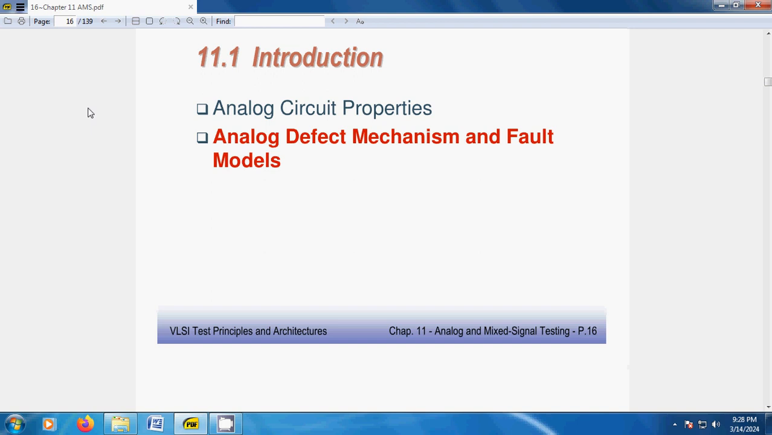In the last lecture we saw the introduction of testing of analog ICs, the difference between analog and digital ICs, analog and digital signals, and the challenges and differences between analog ICs and digital ICs, and what the challenges are in testing these types of ICs. In this lecture, we are going to see analog defect mechanisms and the fault models.